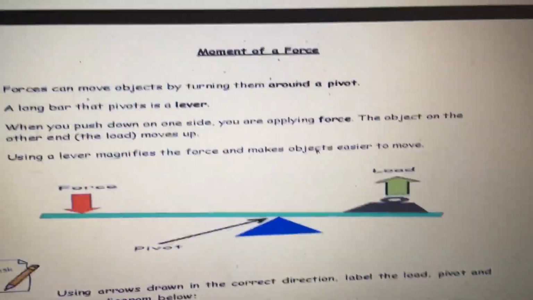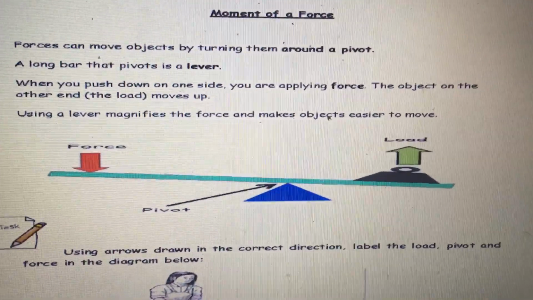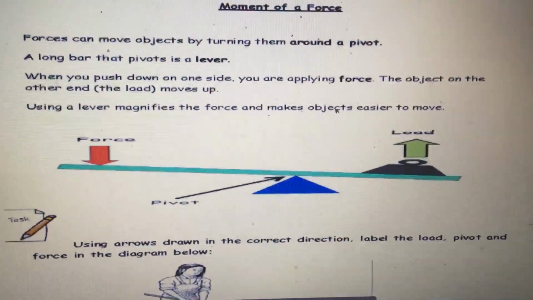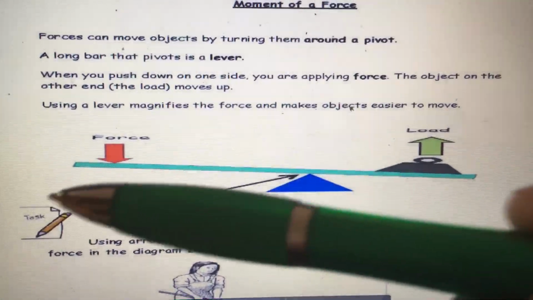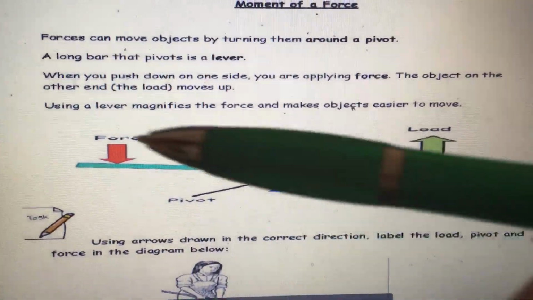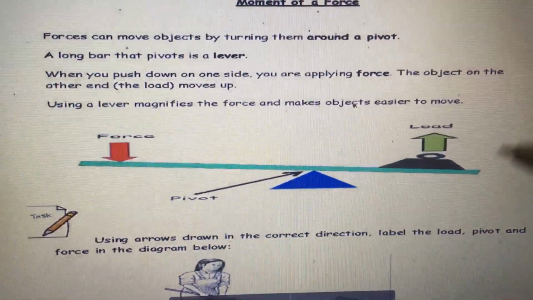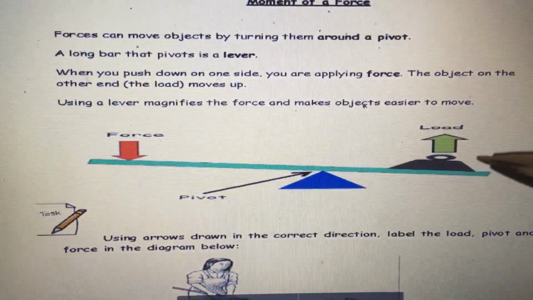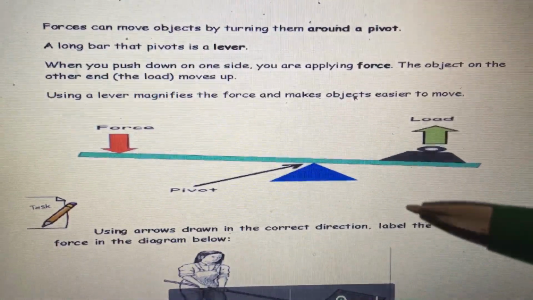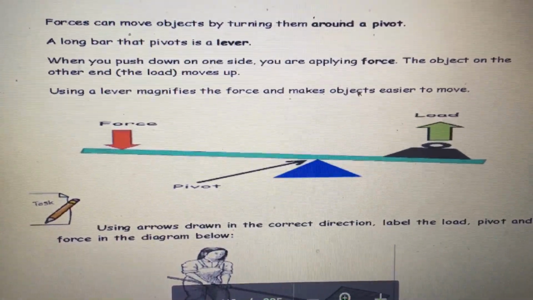Moment of a force. Forces can move objects by turning them around a pivot. A long bar that pivots is called a lever. When you push down on one side, you're applying a force. The object on the other side, which is called the load, moves up. Using a lever magnifies the force and makes the objects easier to move.